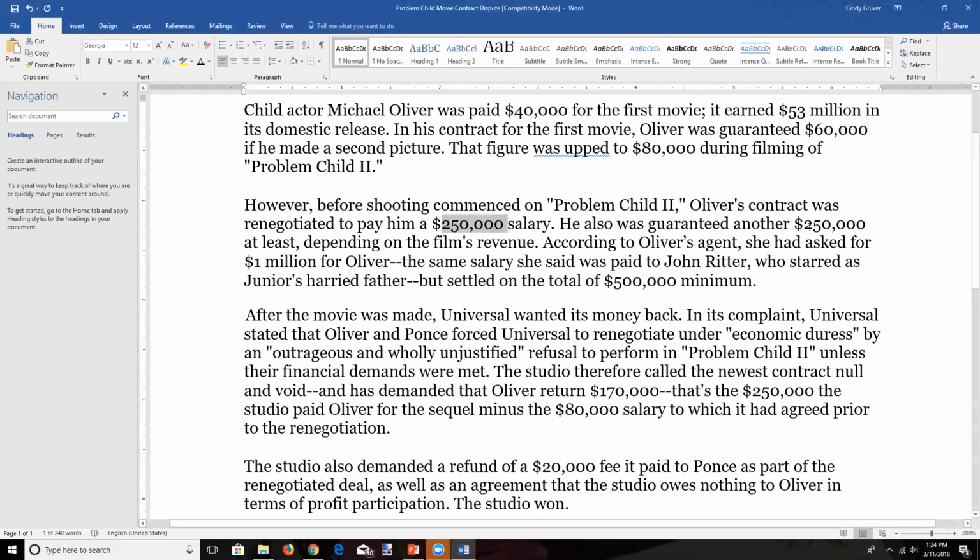There was also an option for Oliver to earn more money if the movie was the same type of success as the first movie. Of course, sequels are always kind of risky. Maybe they'll be successful, maybe they won't. And so this money was guaranteed according to the terms of the new contract, but this money was in play. It could happen or not.